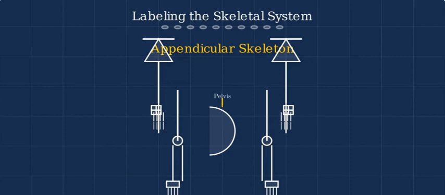The pelvis connects the spine to the legs and protects organs in the lower abdomen. The femur, or thigh bone, is the longest and strongest bone in the body. The patella, or kneecap, protects the knee joint. The lower leg contains two bones, the larger tibia, or shin bone, and the smaller fibula on the outside. The ankle contains tarsal bones, followed by the metatarsals in the foot and the phalanges in the toes.